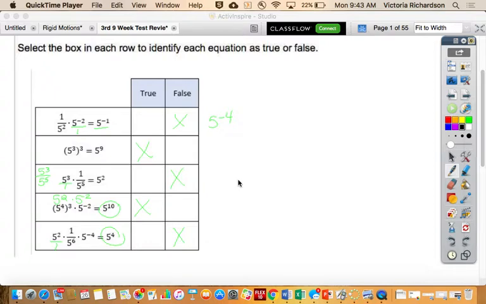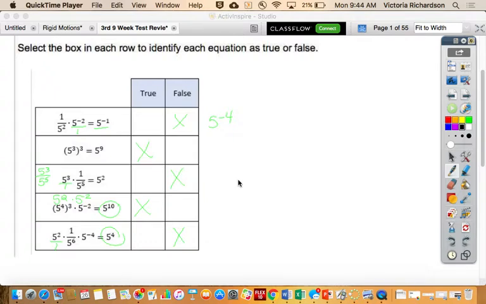So on the first one, you have 1 over 5 squared times 5 to the negative 2 power. I changed that to 5 to the negative 2 power over 1 so that we can multiply two fractions together. And that would give you 5 to the negative 2 divided by 5 squared, which gives you 5 to the negative 4th. So the first one is false. The second one, 5 to the third power raised to the third power, you multiply. 3 times 3 is 9, so that is true.